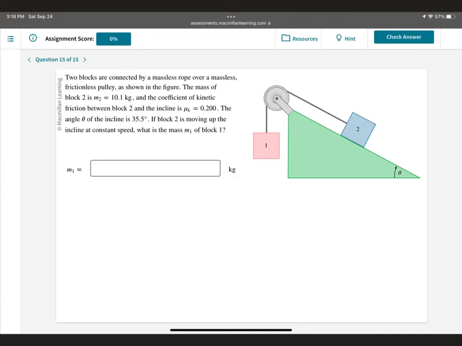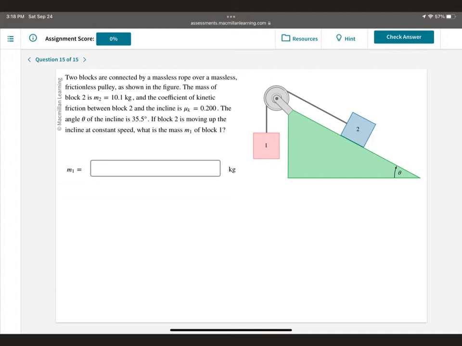Physics 101 Dynamics homework number 15. This one's a little bit complicated, but I'm going to help you get it set up so that you can at least know where to start to work through it. So we have a situation where we have two objects that are attached.